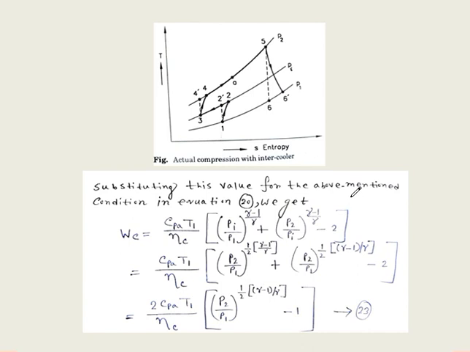Substituting this value for the above mentioned condition in equation number 20, we get CPA into T1 by eta C into [Pi by P1 to the power gamma minus 1 by gamma plus P2 by Pi to the power gamma minus 1 by gamma minus 2], which is CPA into T1 by eta C into [P2 by P1 to the power half gamma minus 1 by gamma plus P2 by P1 to the power half gamma minus 1 by gamma minus 2], that is equal to 2 CPA into T1 by eta C [P2 by P1 to the power half of gamma minus 1 by gamma minus 1]. This is equation number 23.